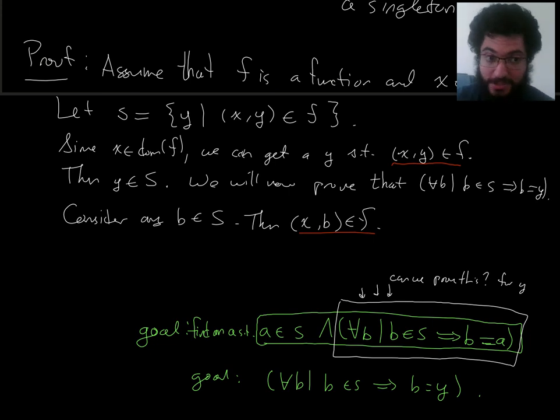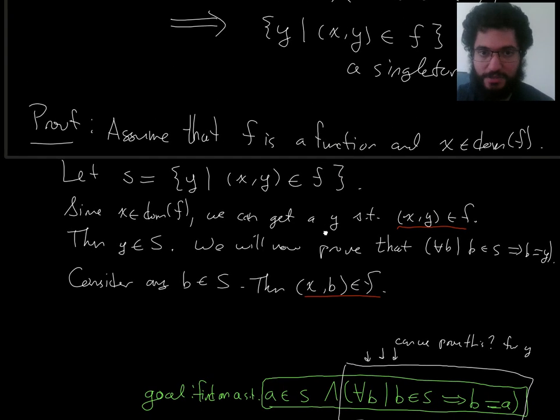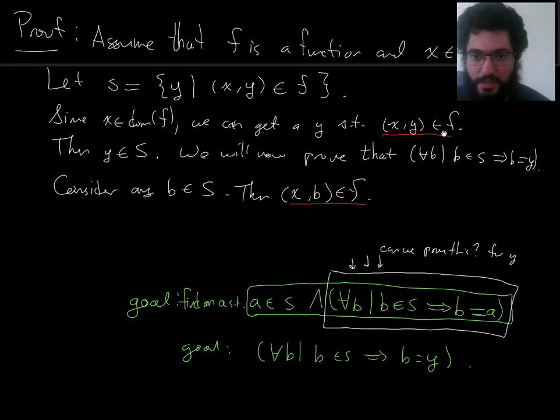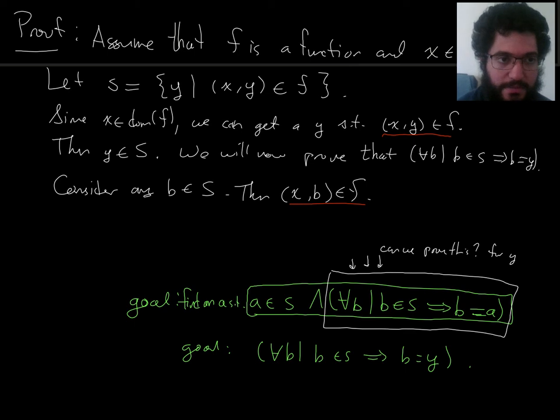And F is a function. F is a set of pairs, and anytime you have two pairs in F where the first positions agree, then it follows that the second positions agree. Here are two pairs in F, xy and xb. The first positions agree, it's x in both cases. Therefore, since F is a function, the second positions must agree.